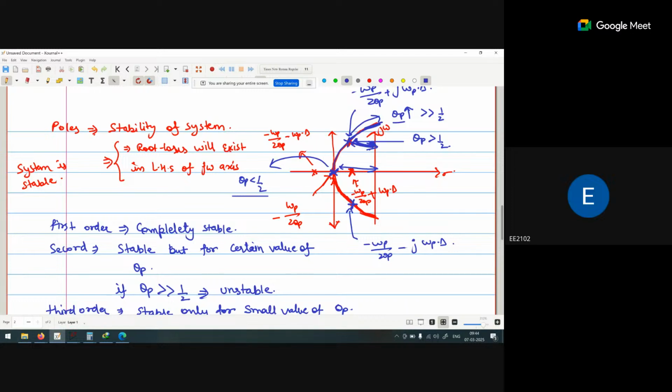Stability is less. Why? Because if the distance is less, stability is less. Now if we further increase the value of Qp, at a certain particular value it will cross the j omega axis and go into the right-hand side, and we can say the stability is 0. That means the system is unstable. So to define the stability, we basically calculate the poles.